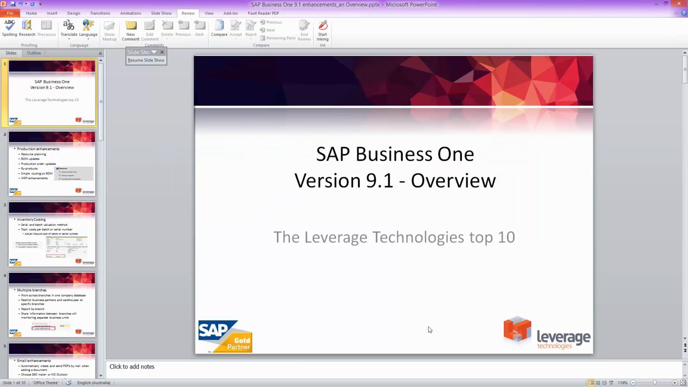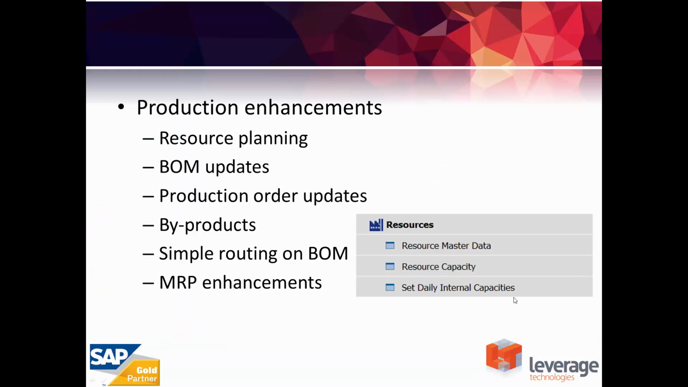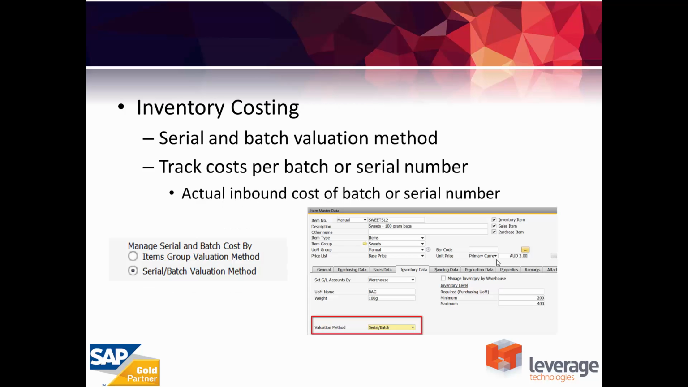So in terms of the production enhancements in 9.1, there are a number of them there, and they are quite substantial to assist us with the production planning, the byproducts, and the MRP. Inventory costing on SAP Business One updated to track cost per batch or serial number. So the capturing of actual costs.